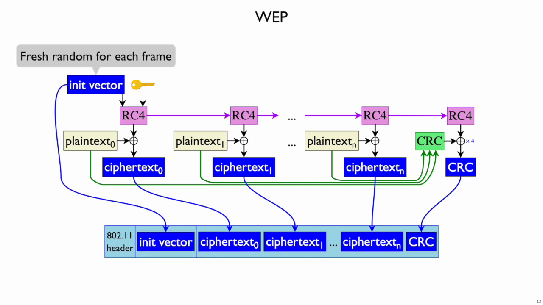But along with those bytes, we also have to supply the initialization vector. So every frame that we send will have a fresh initialization vector, and then the ciphertext from the stream encoding, followed by the CRC, also encrypted.